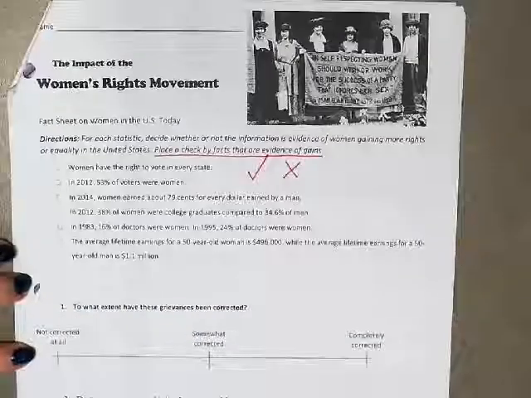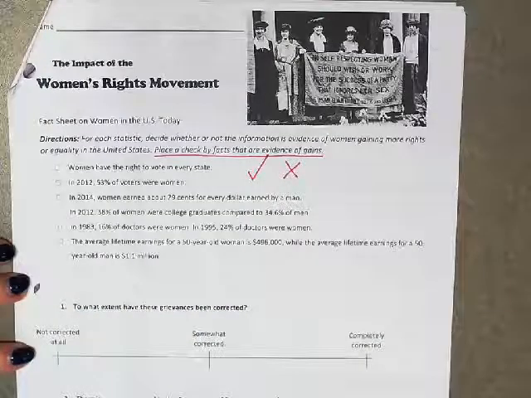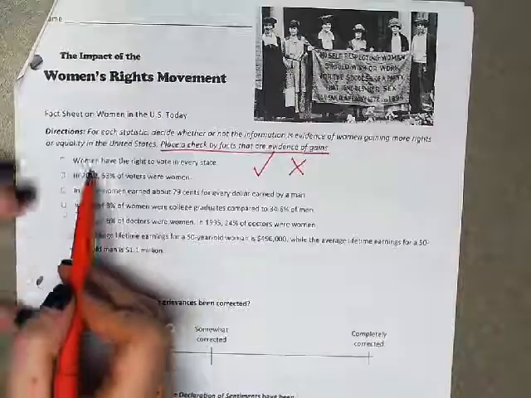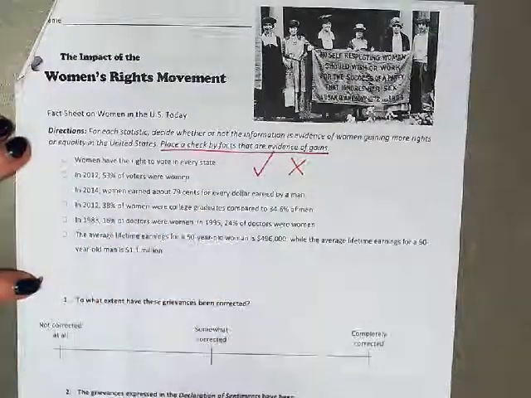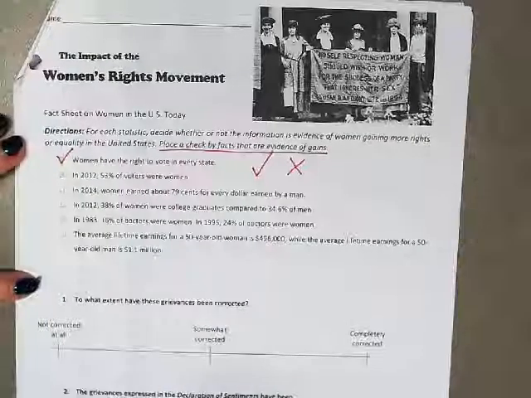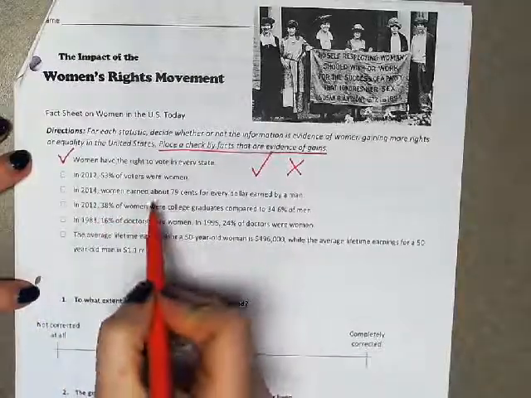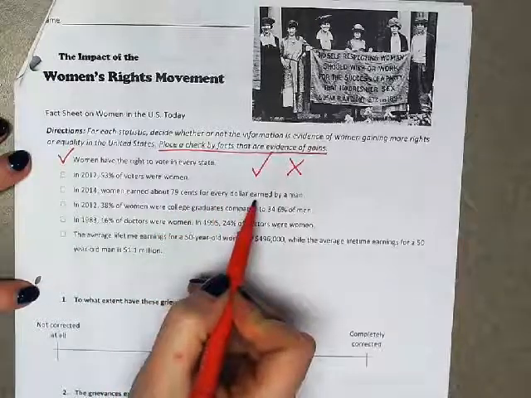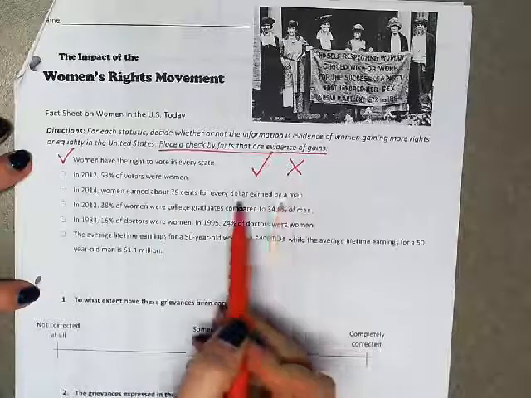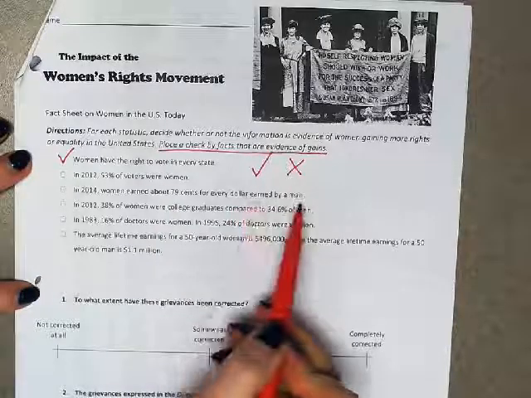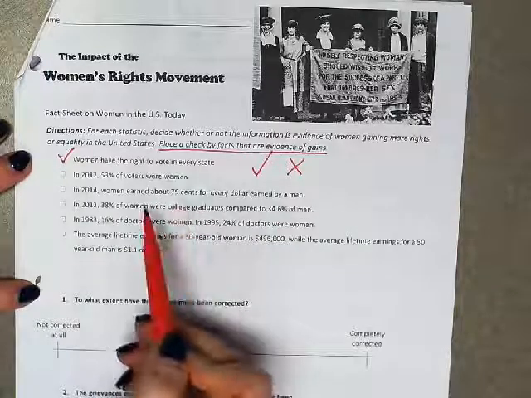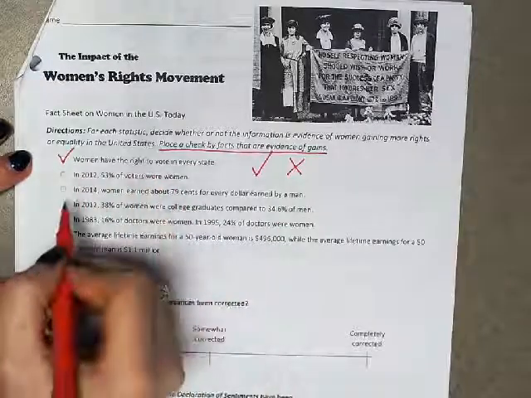Okay. And you might want to fast forward that because I gave you your time. Alrighty, so women have the right to vote in every state. That's definitely a gain. In 2014, women earned about 79 cents for every dollar earned by a man. So that means that men are earning $1, women are only earning 79 cents. So that means women are getting paid less than men. That is not a gain.